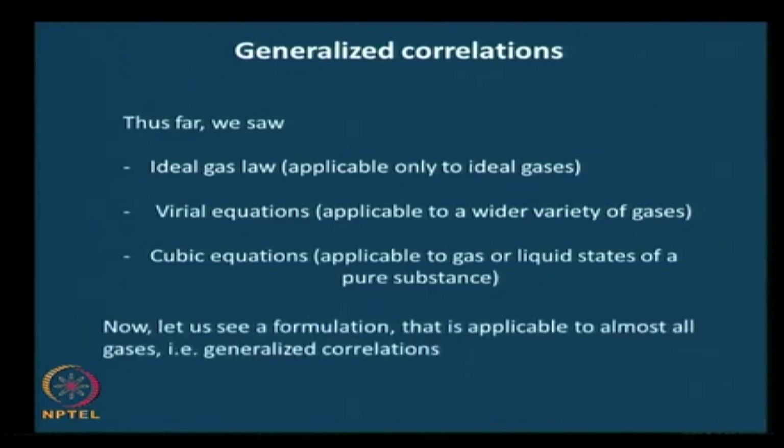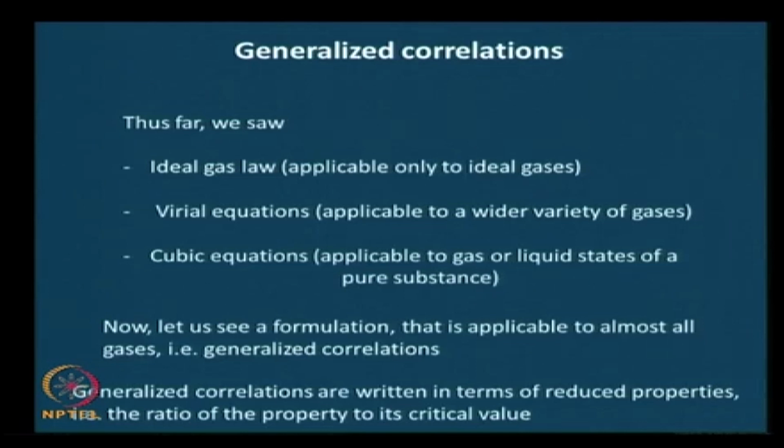Now we are going to see a formulation that is applicable to almost all gases, barring a very few. These generalized correlations are applicable to almost all gases, and that is our interest in such a formulation. They are usually written in terms of what are called reduced properties. A reduced property is nothing but you take a value, let us say reduced temperature, you take the ratio of the actual temperature to the critical temperature of that pure substance, and you get a reduced temperature.